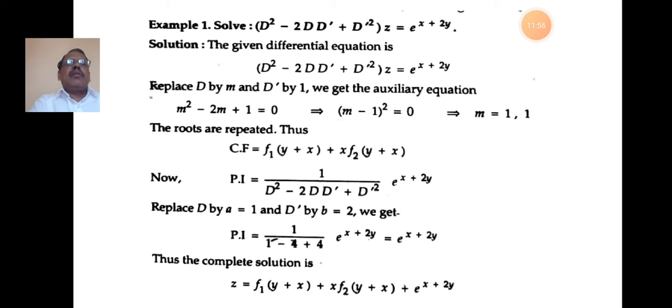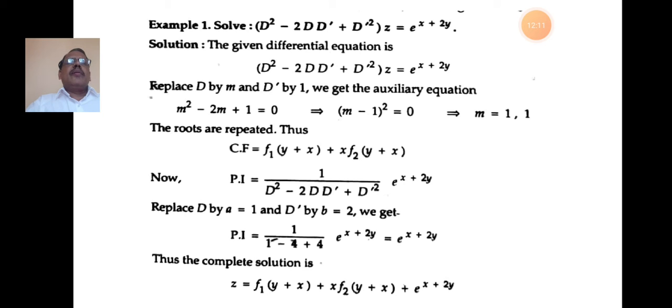Therefore the complete solution is C.F. plus P.I. So z is equal to f1 of (y plus x) plus x into f2 of (y plus x) plus e to the power of (x plus 2y). This is the solution of the given homogeneous partial differential equation.